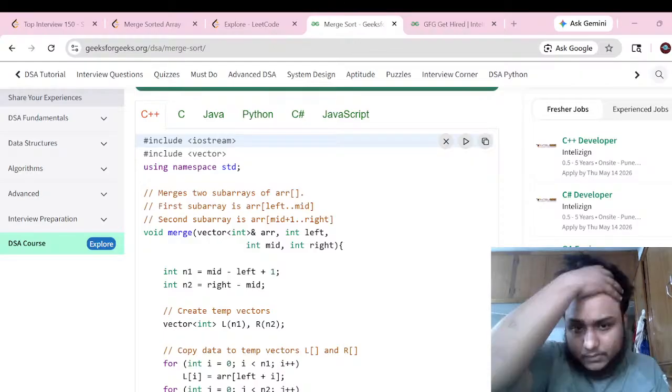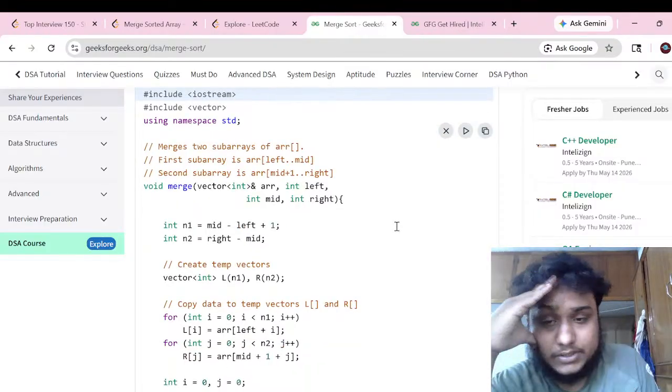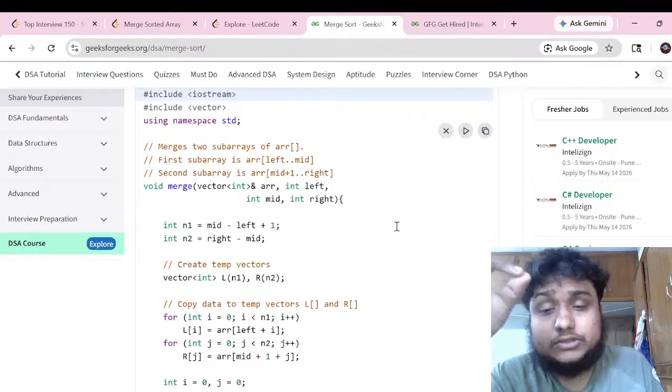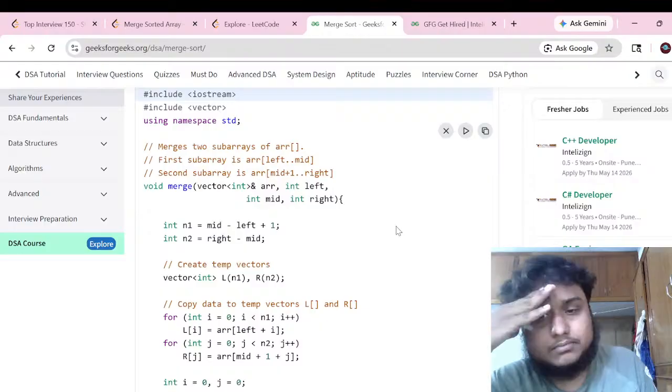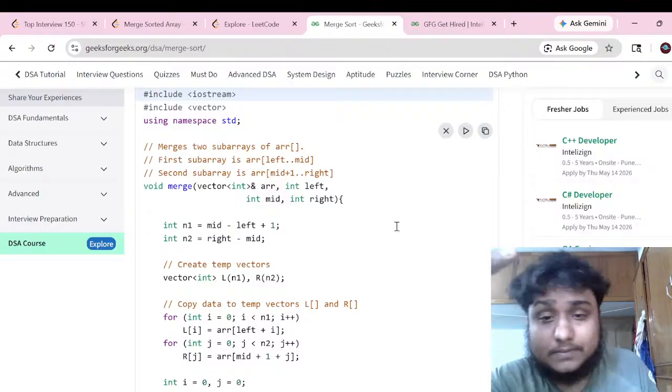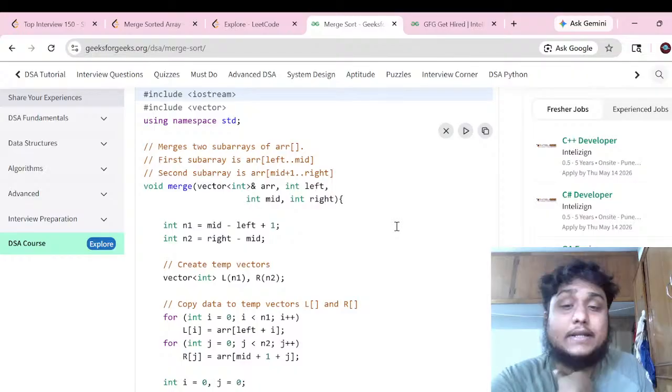So the problem is merge. What we have to do is to merge two subarrays of an array. The first subarray is array[left..mid], the second subarray is array[mid+1..right].